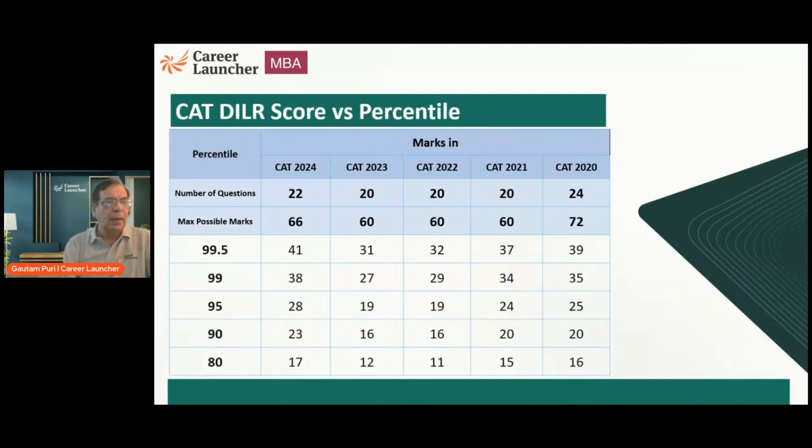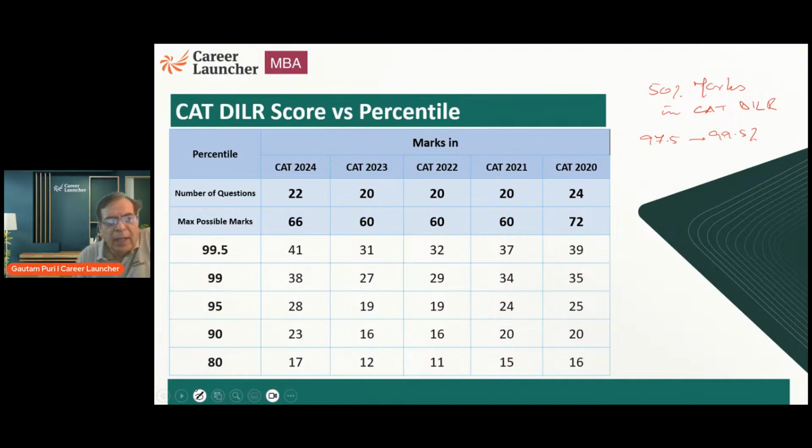Now, something about DILR. One of the things you need to remember about CAT is that it requires a high percentile but not high percentage marks. What do I mean by it? If you look at each of the CAT papers in the last 5 odd years, you will find that if you have got a 50% score in the CAT DILR section, you would be anywhere between 97.5 to 99.5 percentile. Please look at the last 5 years' CAT papers, CAT 20 to 24.